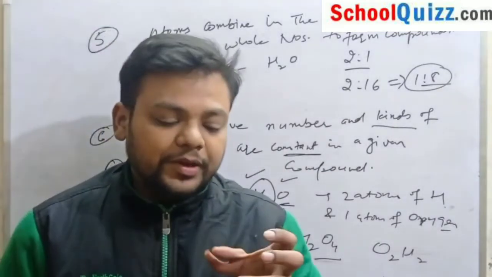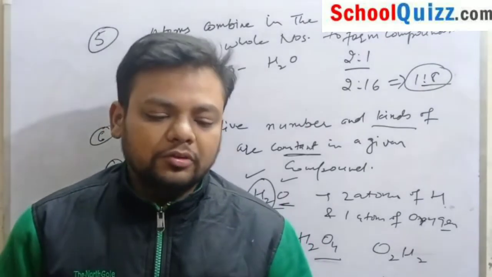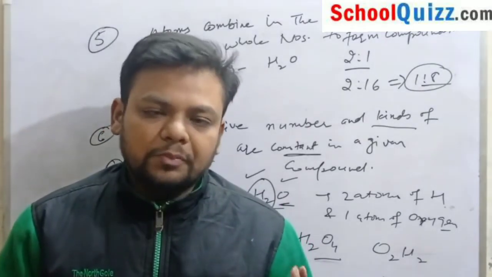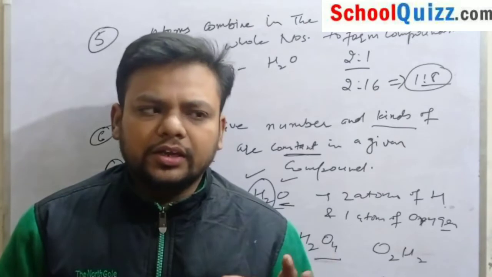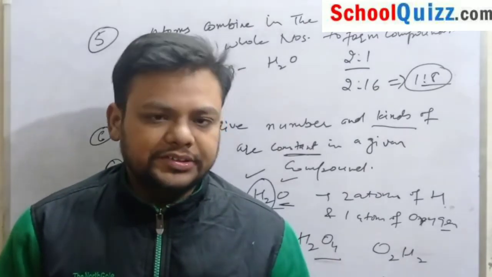So these are the main 6 postulates of Dalton's atomic theory. It is important from the paper point of view. Sometimes it comes for 2 to 3 marks and it is a very easy theory.